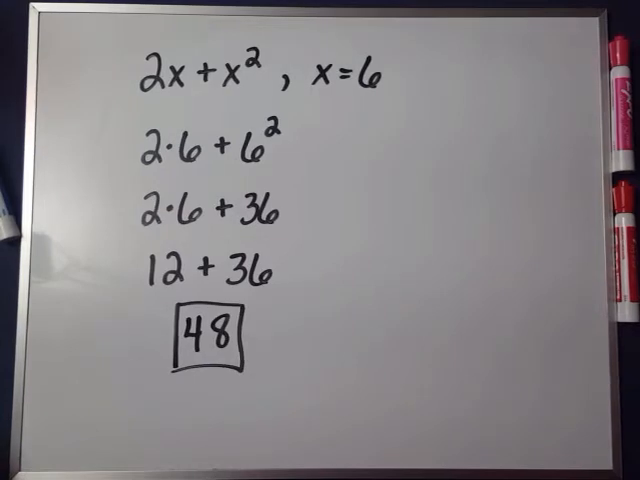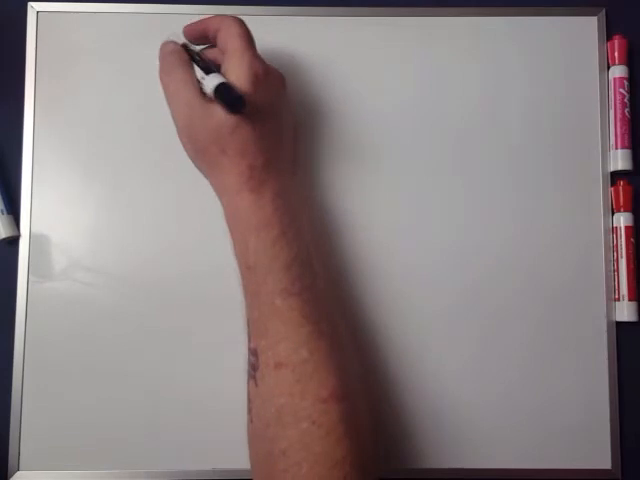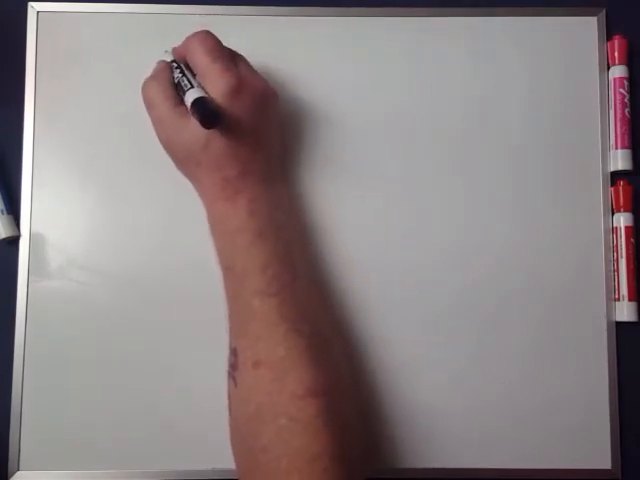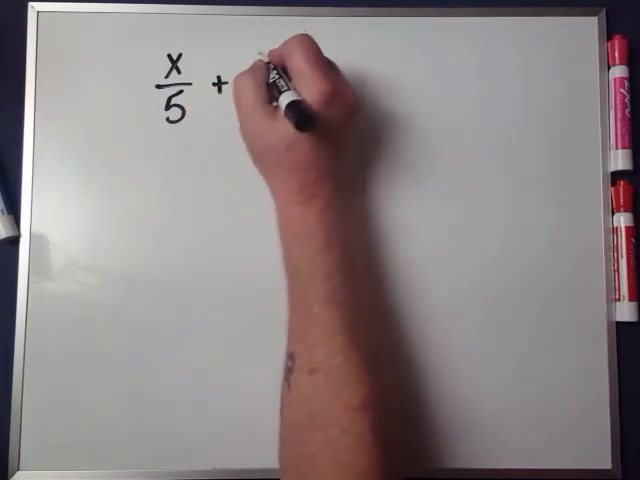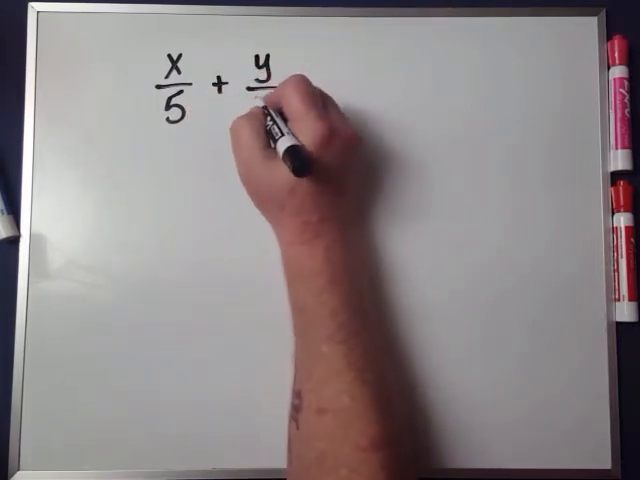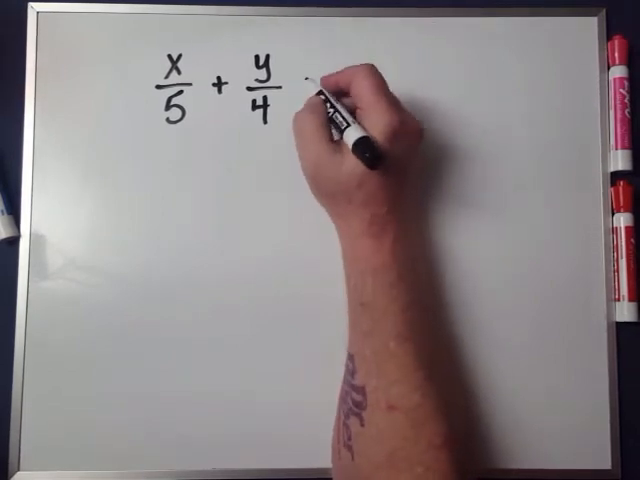Let's have a look now at number 30, a similar problem. We're plugging in for variables and evaluating. This time we have 2 different variables, and we've got some fractions. Those are always fun. Let's do part A on this one.